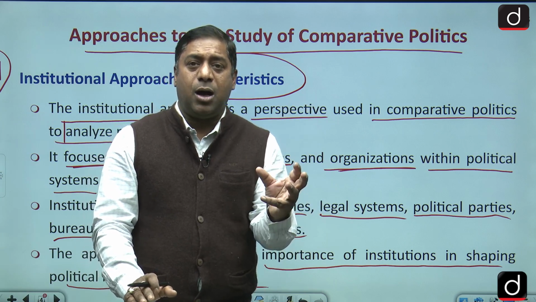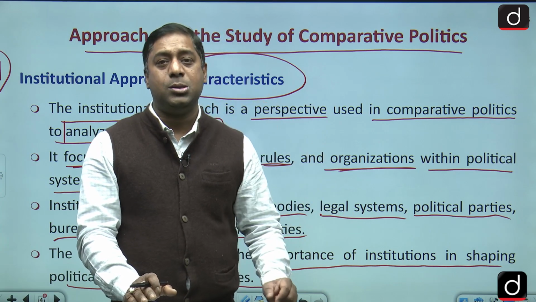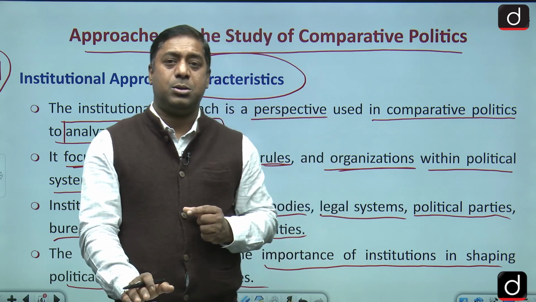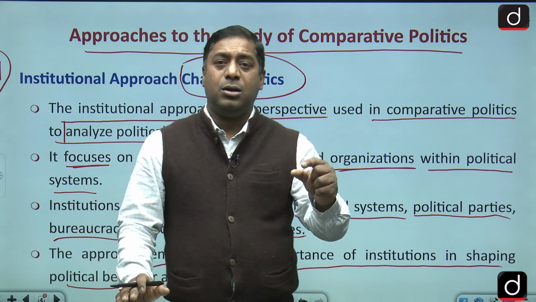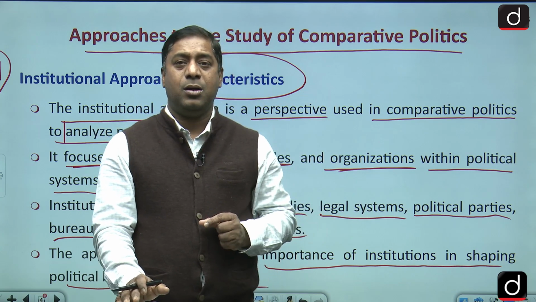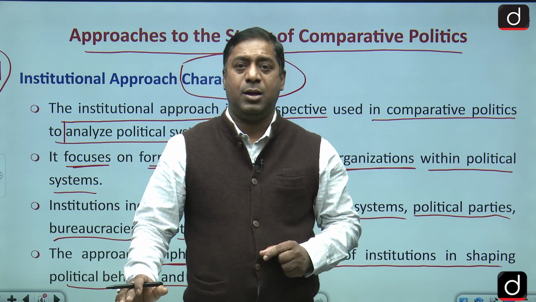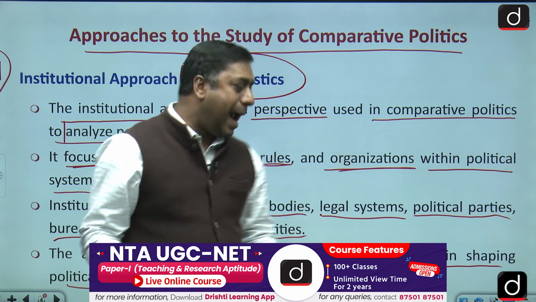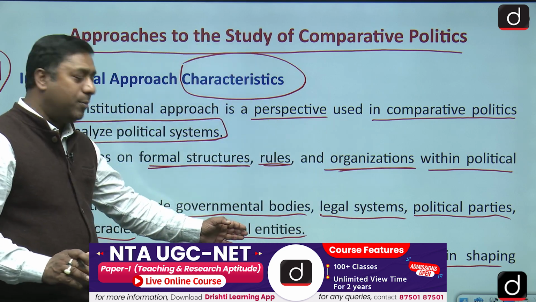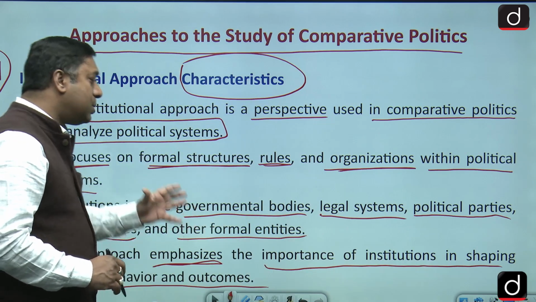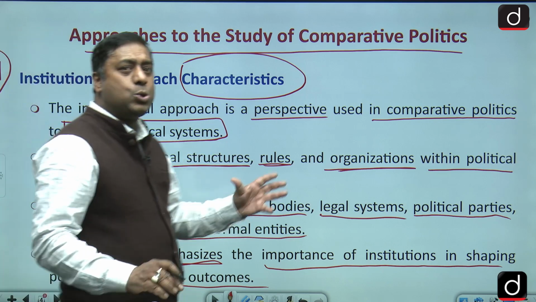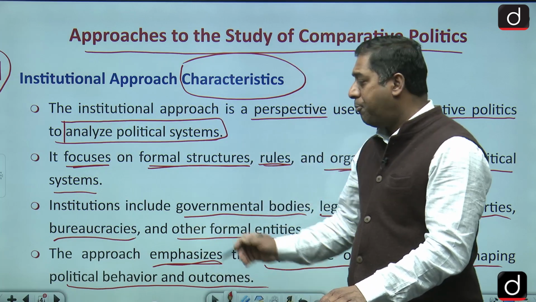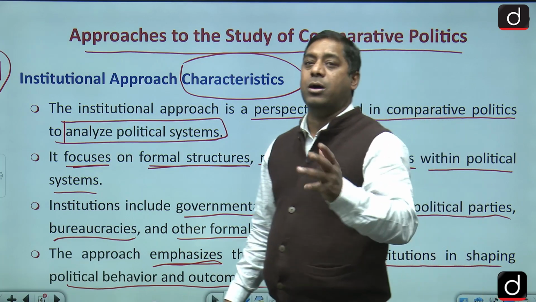And what is the importance of these institutions? First of all, you should know what these institutions are. The institutions are the government bodies, the legal system, the political parties, the bureaucracies, and the other formal entities. Now, why are these institutions so important? Because they help in shaping the political behavior and outcome.